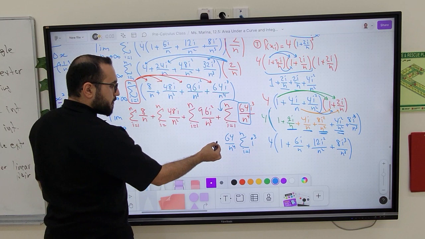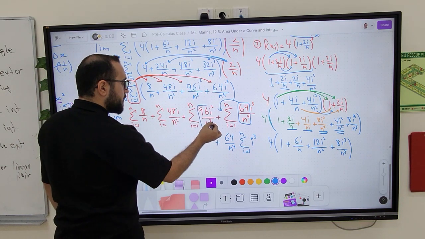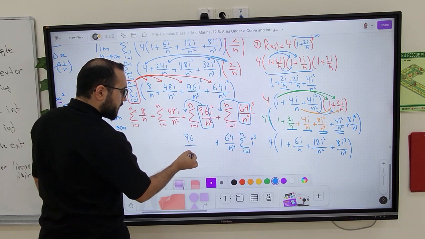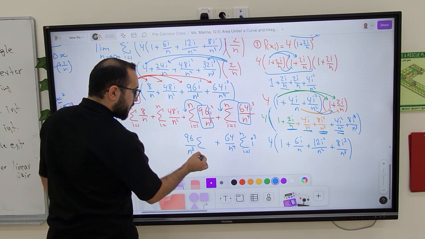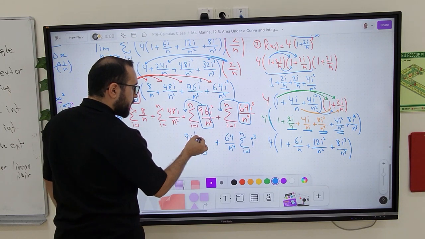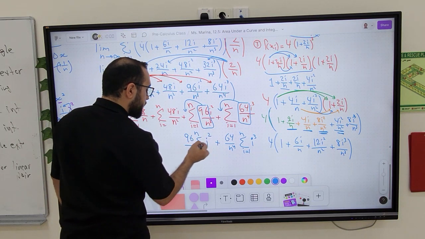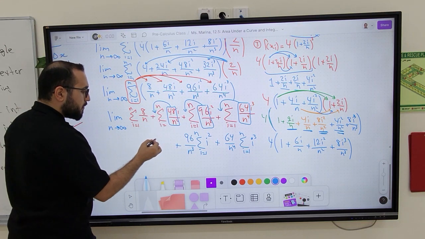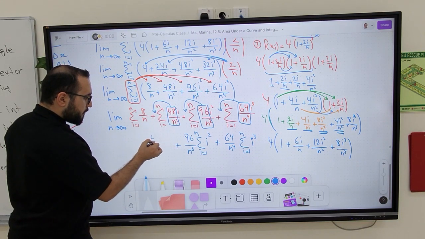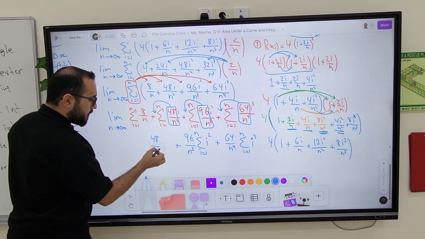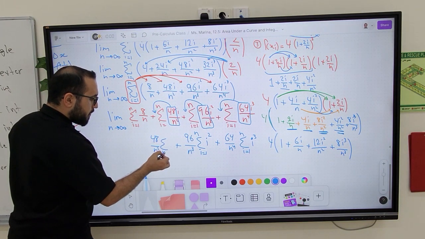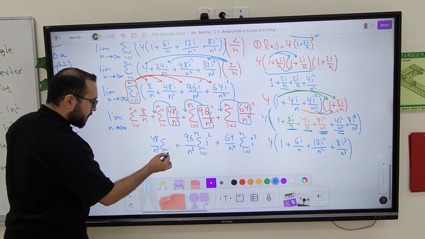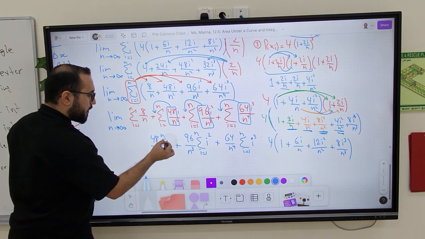Okay? Plus, we do the same thing, 96, we take it before the Riemann sum. So 96 over n cubed, sum i equals 1 to n of i squared, plus 48, we take it before. So it will be 48 over n squared, sorry, not n, sum i equals 1 to n of i.